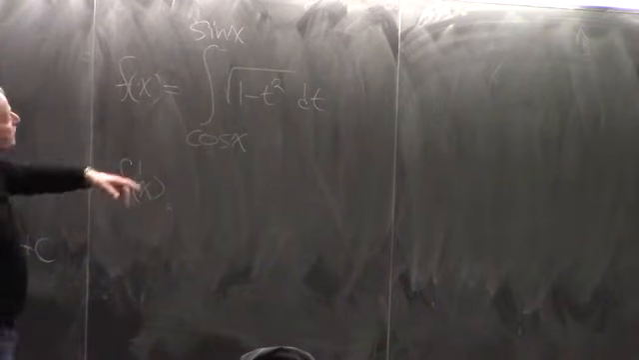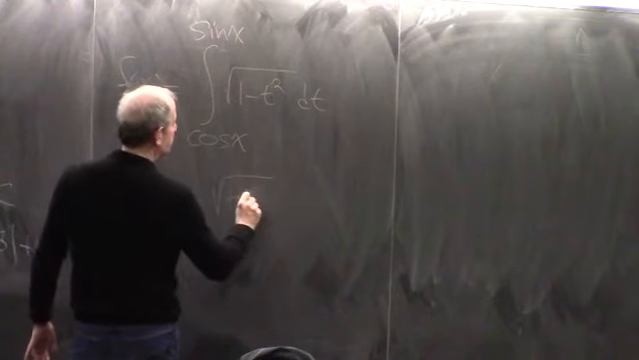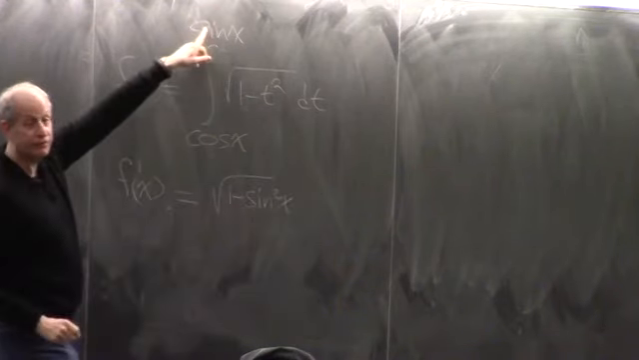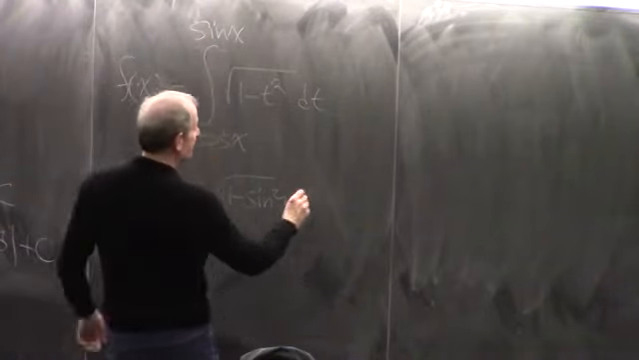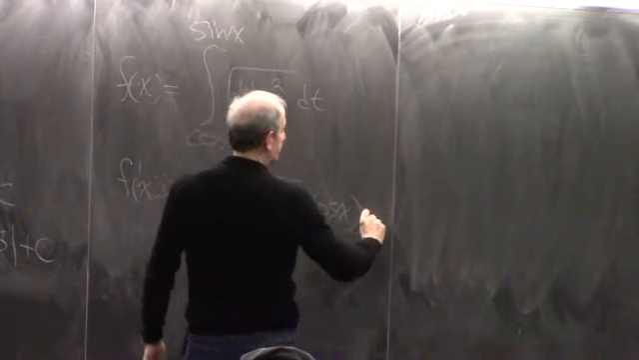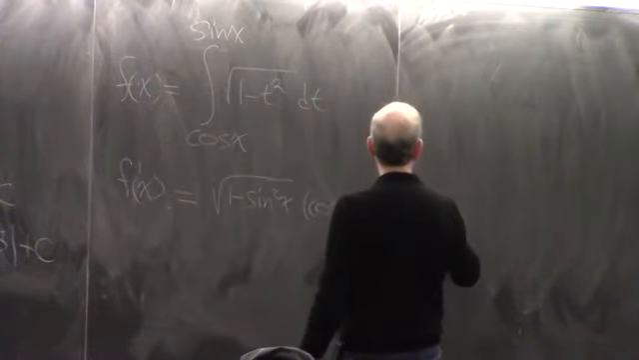Okay, so the derivative of this, you're going to get the square root of 1 minus sine squared x. You plug in the top function, times the derivative of sine x, which is cosine x, minus the bottom, which is 1 minus cosine squared x, times the derivative of cosine, which is negative sine x.